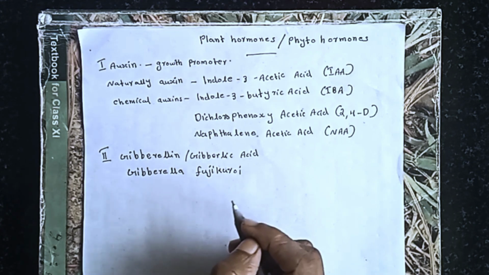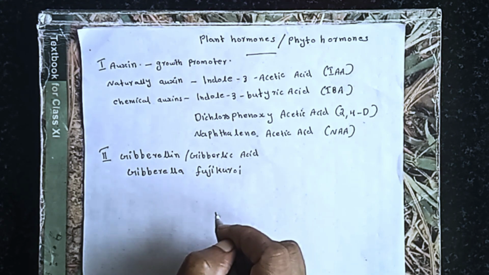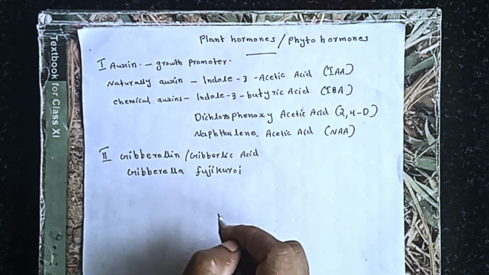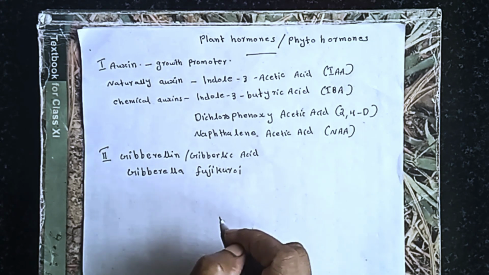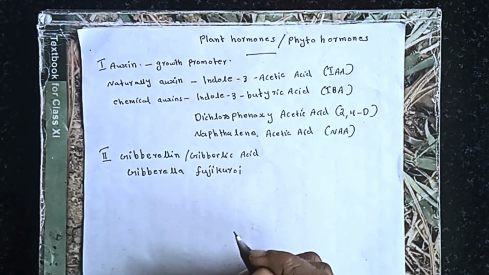The functions of gibberellin: it helps in elongation of stems in genetically dwarf plants. It breaks dormancy of seeds and buds. If we apply gibberellins to seeds and buds, they germinate fast. Gibberellin induces parthenocarpy, that means the formation of seedless fruits without fertilization, or it provides the stimulus otherwise received by pollination.